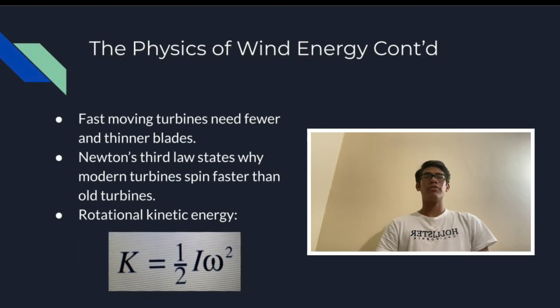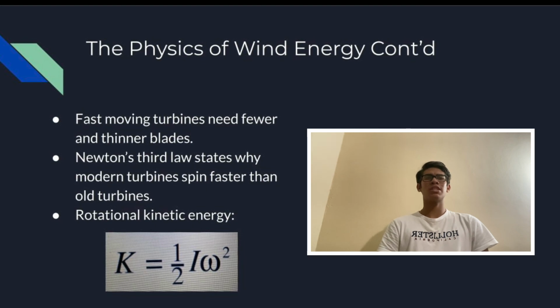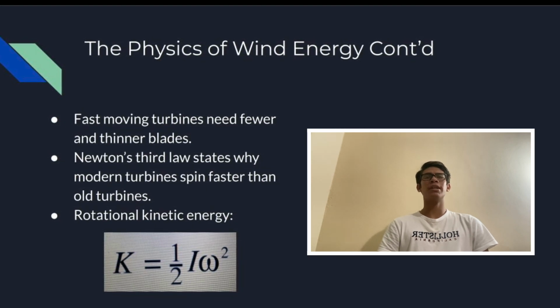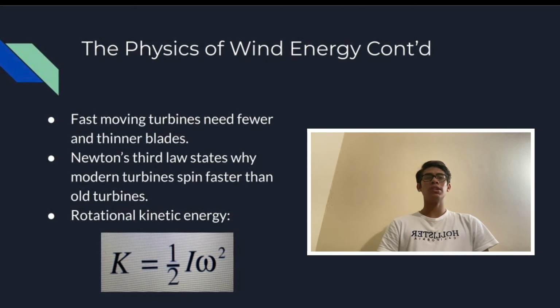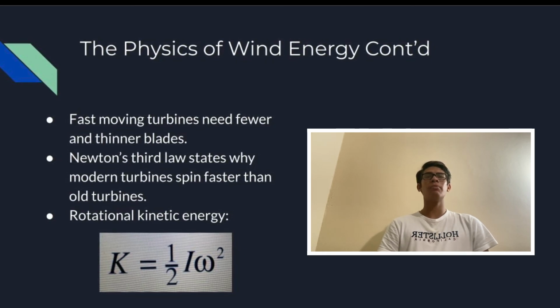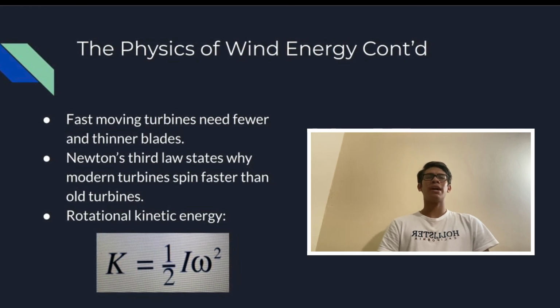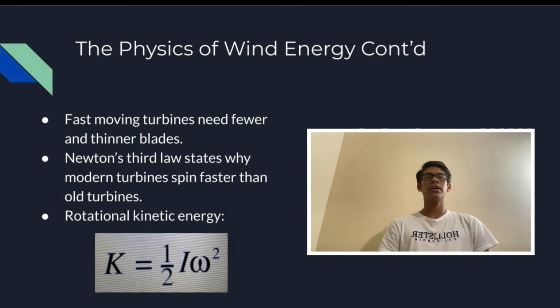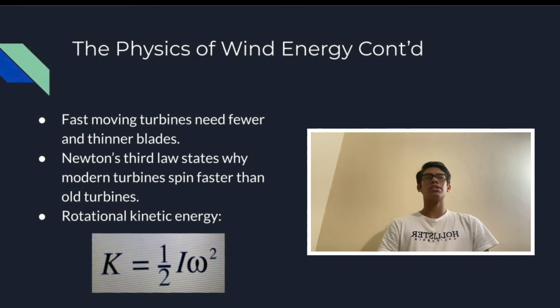With that said, fast-moving wind turbines like the modern ones need correspondingly fewer and thinner blades so that the wind is not slowed too much, while older and slower windmills can have more and wider blades. But why are modern wind turbines designed to spin more quickly than old wind turbines? The answer can be found in Newton's third law.